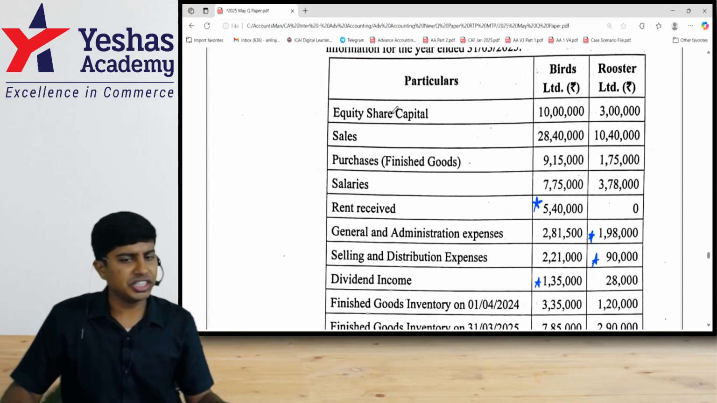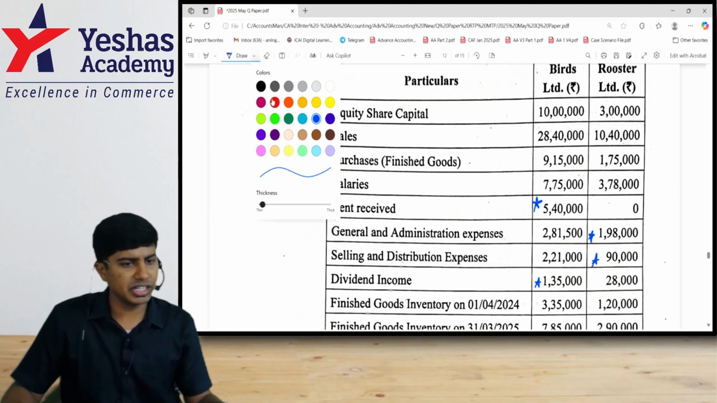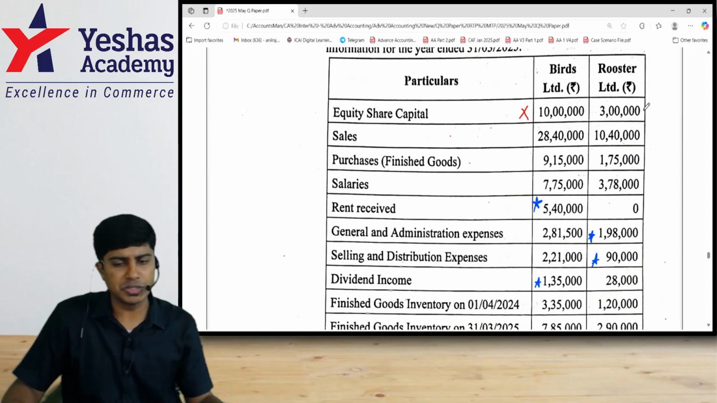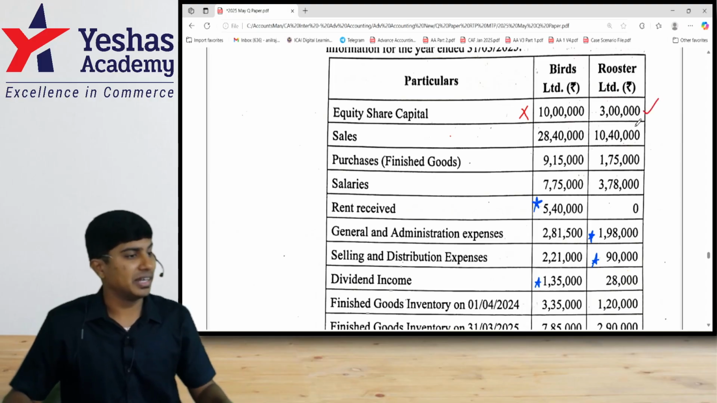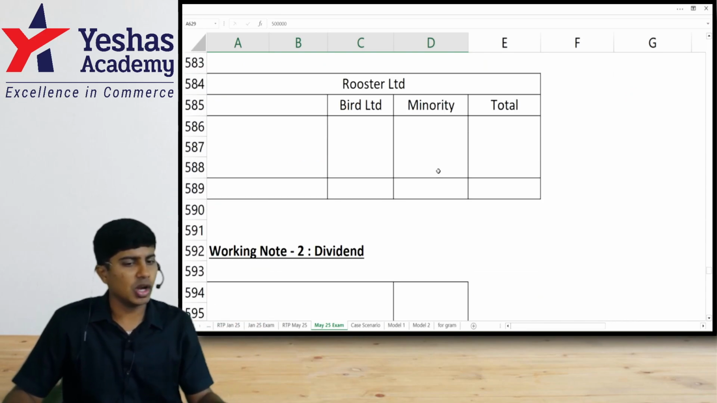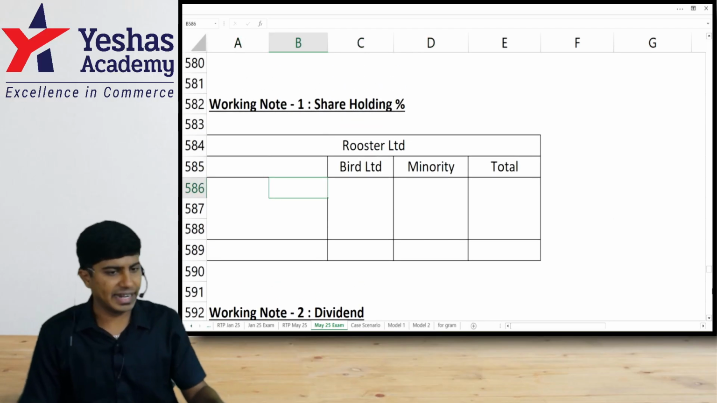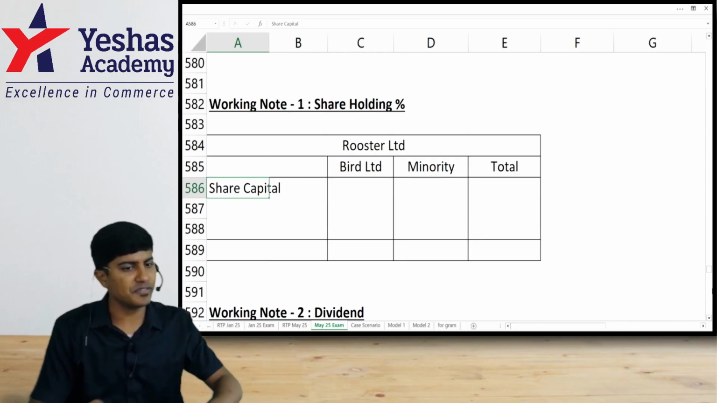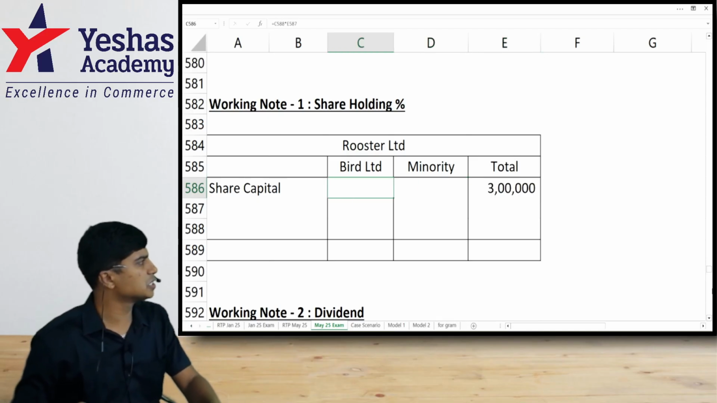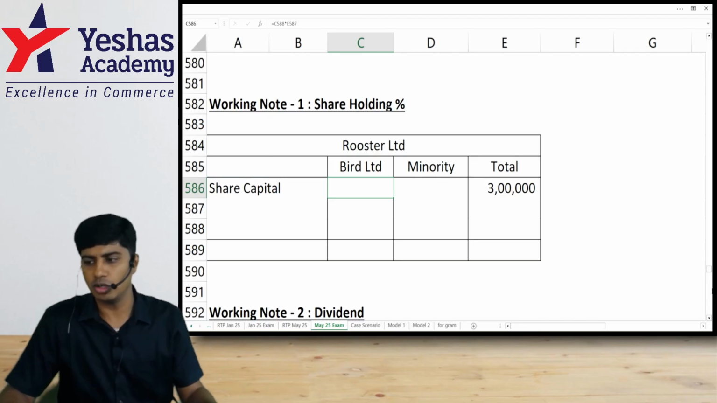To begin with, equity share capital is 10 lakh of Birds, which is actually of no use. Do we need equity share capital of holding company anywhere? No. But I would need that of subsidiary, 3 lakhs. Why? This has to be split. So, after my consolidated PL format and notes to accounts, I'll draw one format wherein I'll identify the subsidiary's share capital analysis. So, how much is the share capital of subsidiary Rooster Limited? It is 3 lakh rupees. I've written 3 lakh here. This will be split between holding and minority so that we'll identify the percentage. I'm going to do this later, not right now.